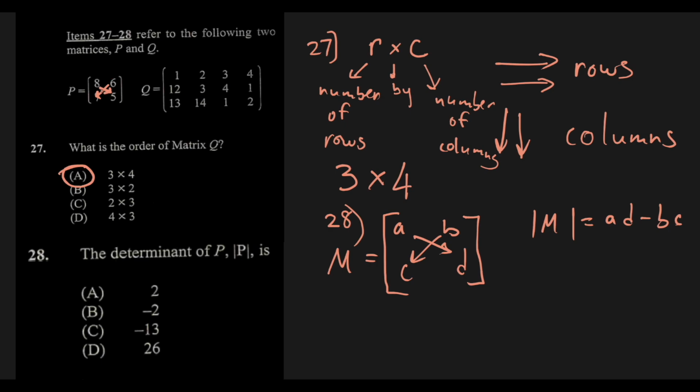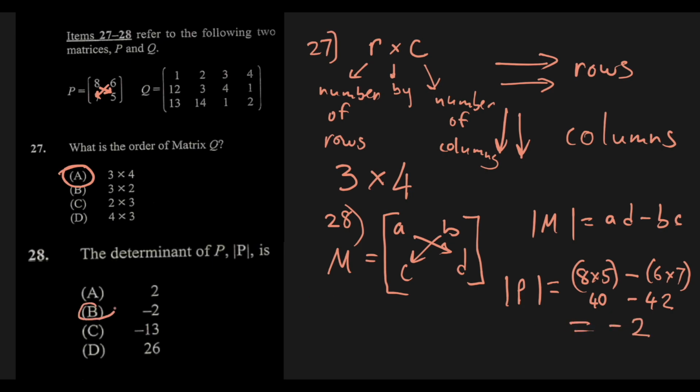So in this case, it is 8 times 5, and it must be in that order, okay? So for P, it's going to be 8 times 5, must be in that order, minus 6 times 7. So 8 times 5 is 40, minus 6 times 7, which is 42. So we end up with 40 take away 42, which is negative 2. So then our answer would be this.